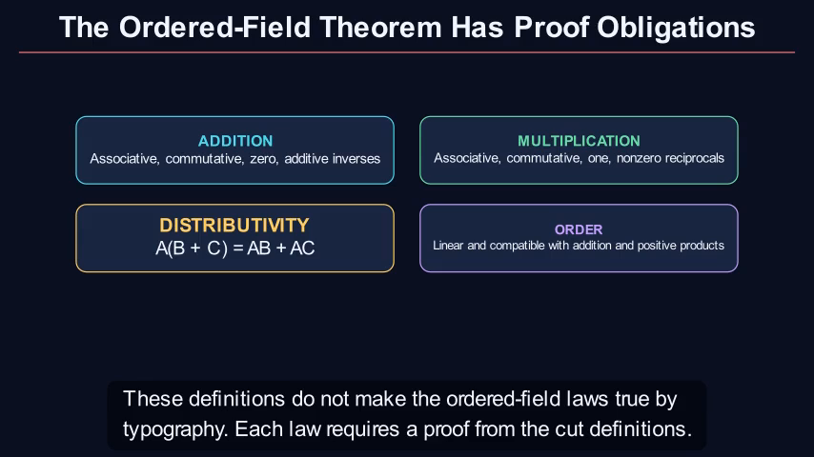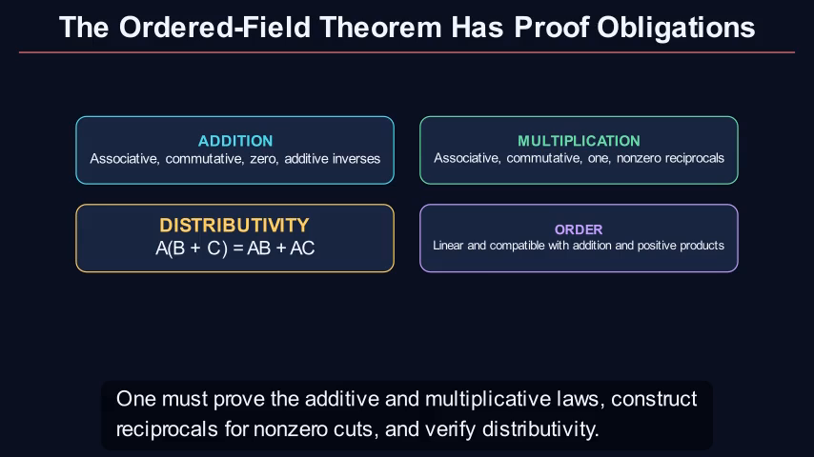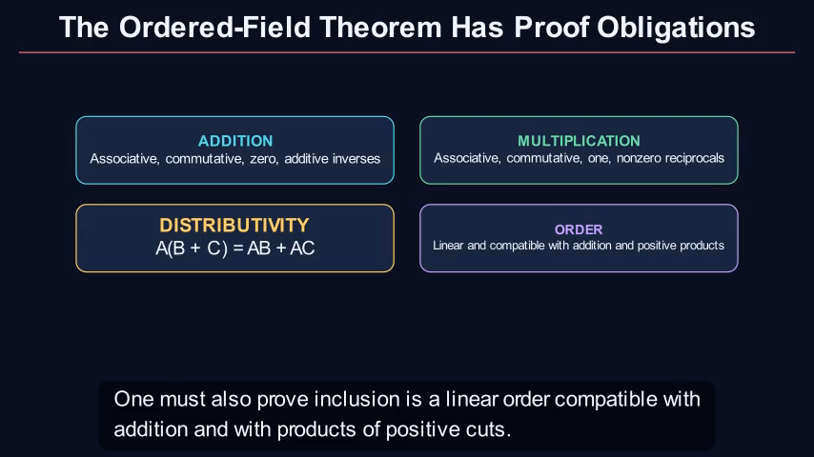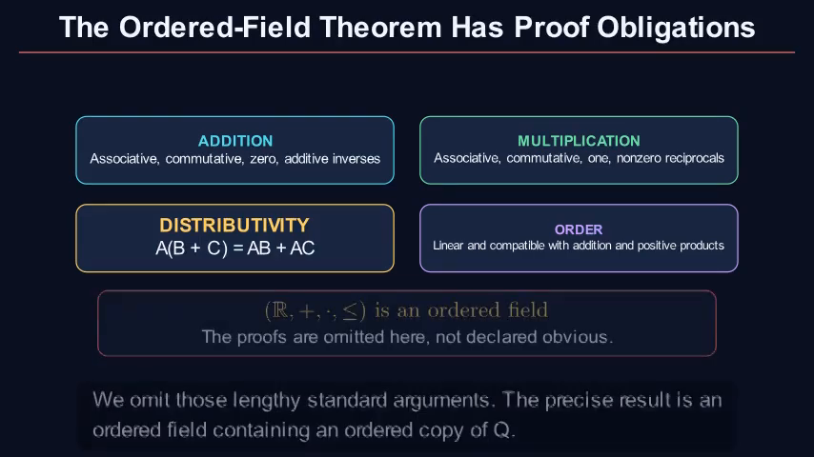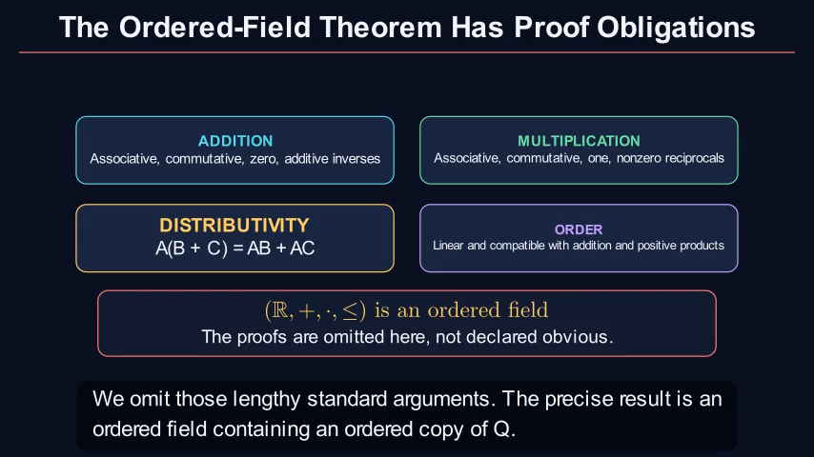These definitions do not make the ordered field laws true by topography. Each law requires a proof from the cut definitions. One must prove the additive and multiplicative laws, construct reciprocals for non-zero cuts, and verify distributivity. One must also prove inclusion is a linear order compatible with addition and with products of positive cuts. We omit those lengthy standard arguments. The precise result is an ordered field containing an ordered copy of Q.